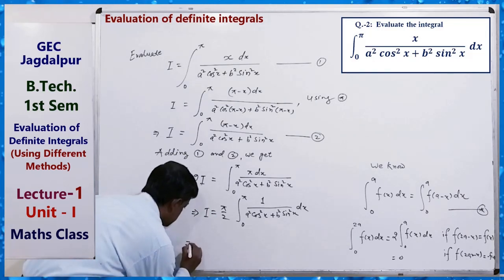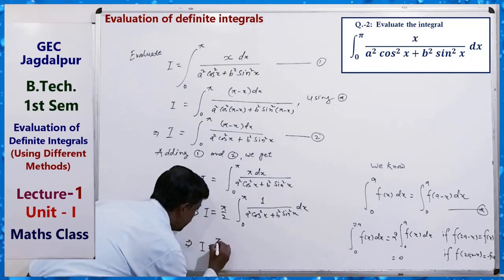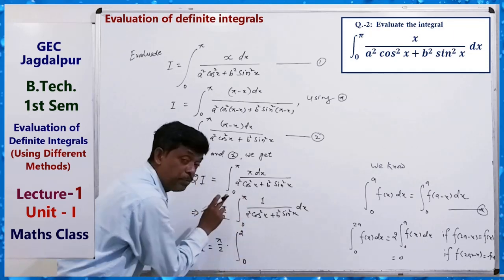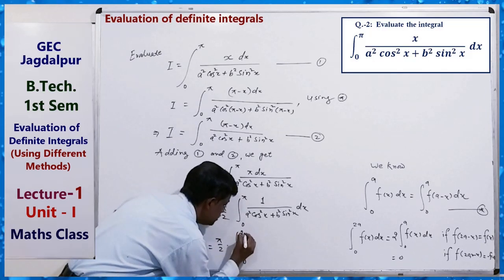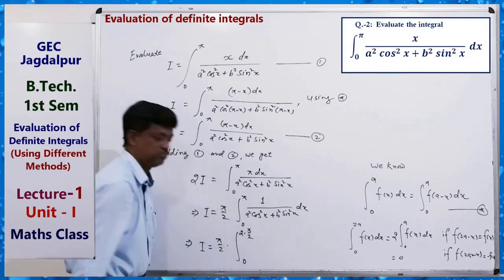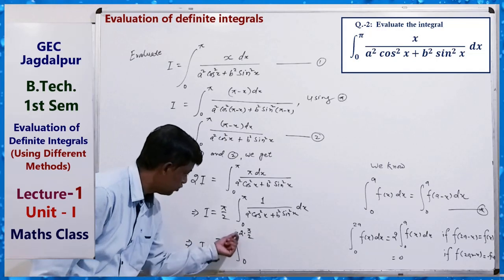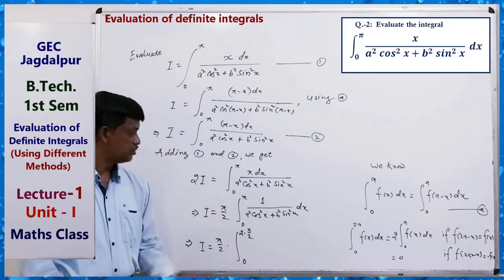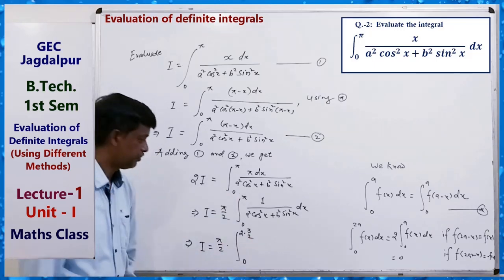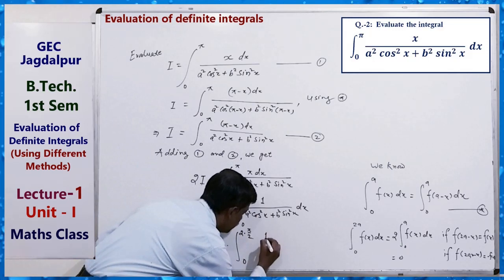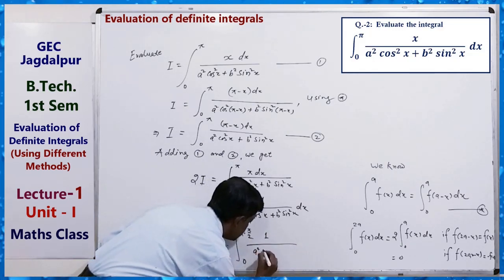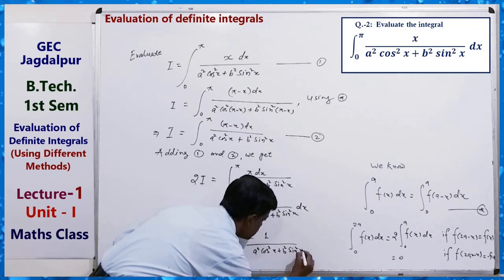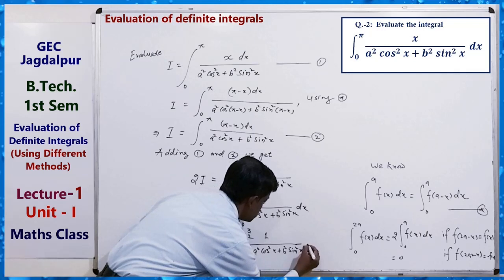Just consider like this: pi by 2, 0 to 2a. Pi can be written as 2 into pi by 2, the 2 cancels, 0 to pi. So it can be written like this, 0 to 2a, and here 1 upon a square cos square x plus b square sin square x, dx.